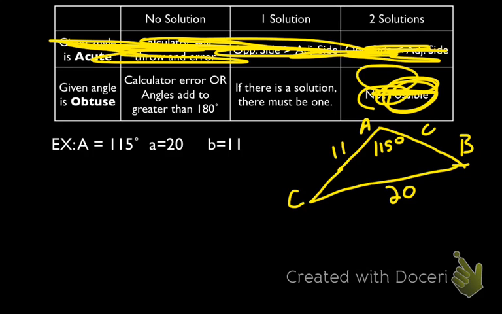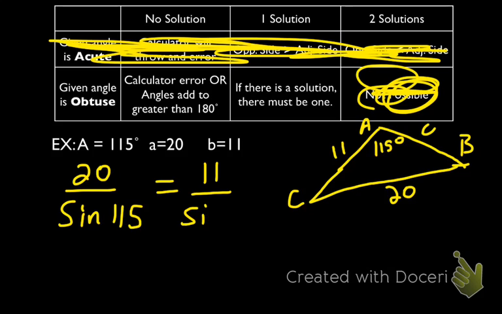And remember, here's what we're kind of hoping for. If it's obtuse, either we're going to throw an error, or we're going to get a crazy summation of angles, or it's going to work great. Let's hope for an error. So let's see what happens. When I plug everything in, I'm going to use the law of sines without rewriting the equation. So I'm going to take 20 divided by sine of 115 equals 11 divided by the sine of b.